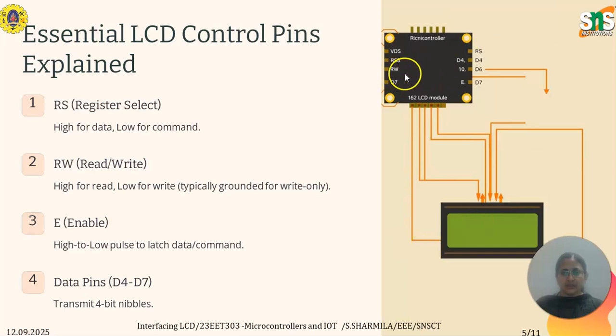Essential LCD control pins explained. In that, the main pins are RS, which is nothing but register select. It is high for data and low for command. The next one is RW, which is nothing but the read or write signal. If the signal is high, it will read the input, and if the signal is low, it is for writing, typically grounded for write only.